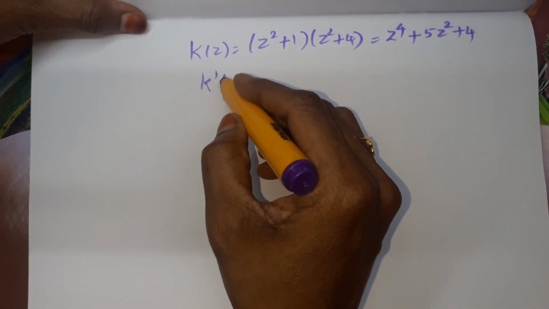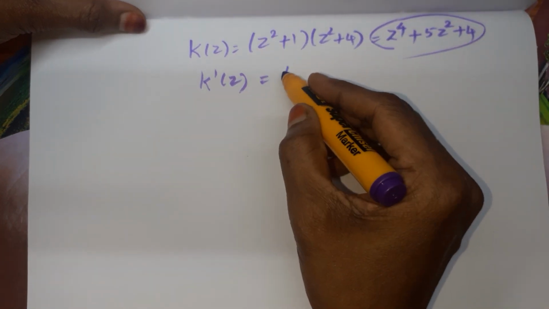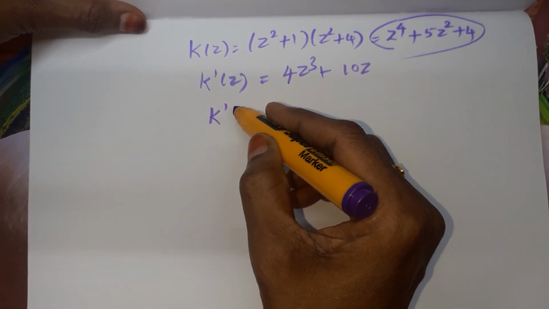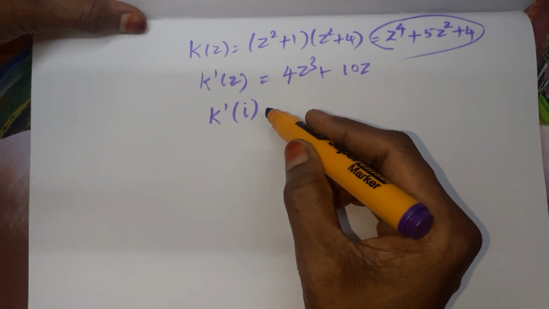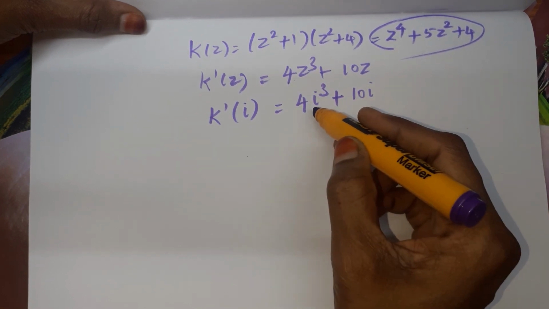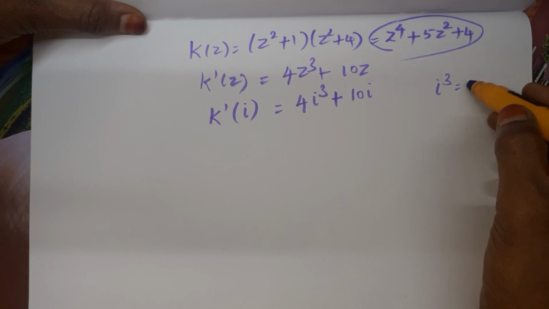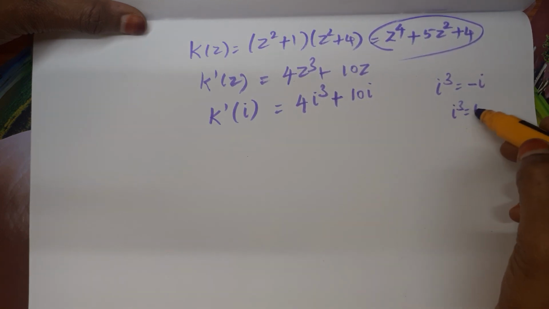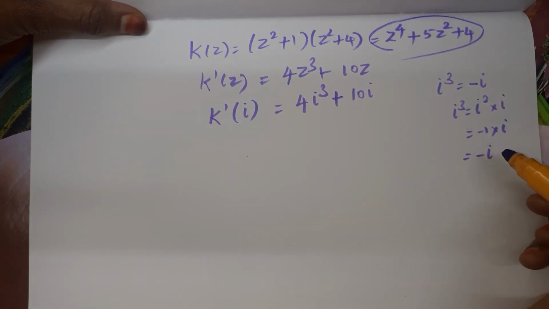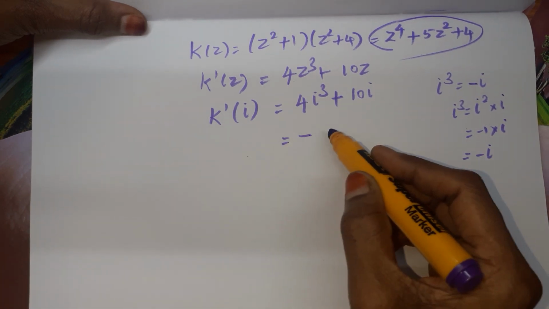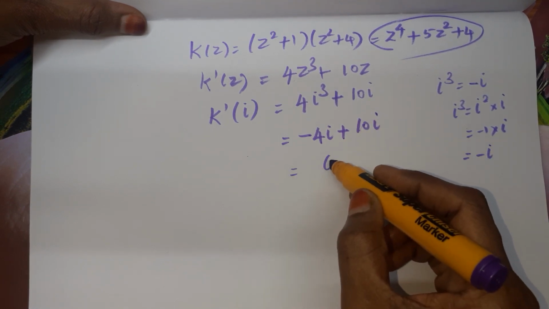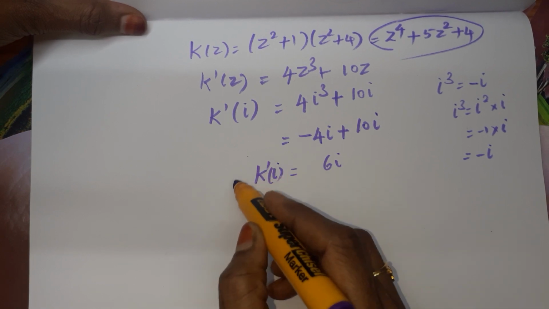After that, I am going to differentiate. When I differentiate this, this is 4 z cube plus 5 into 2, 10 z plus 0. So in this place, I am going to substitute z equal to i. So 4 into i cube plus 10 into i. i cube, we have already used this. i cube is equal to minus i. i cube can be written as i squared into i. i squared value is minus 1 into i, which is equal to minus i. Right. So this can be replaced as minus 4i plus 10i. So when we add, we are getting 6i. So k dash of i equal to 6i.